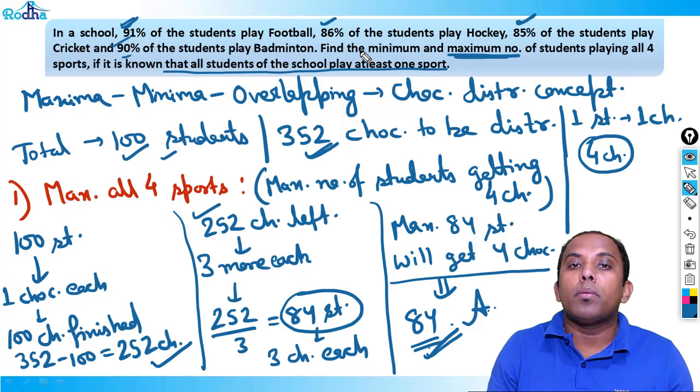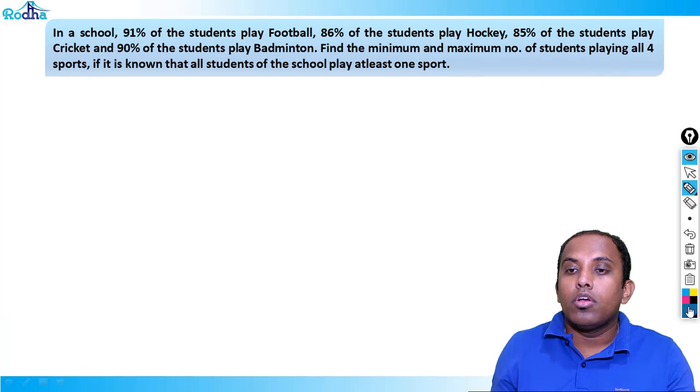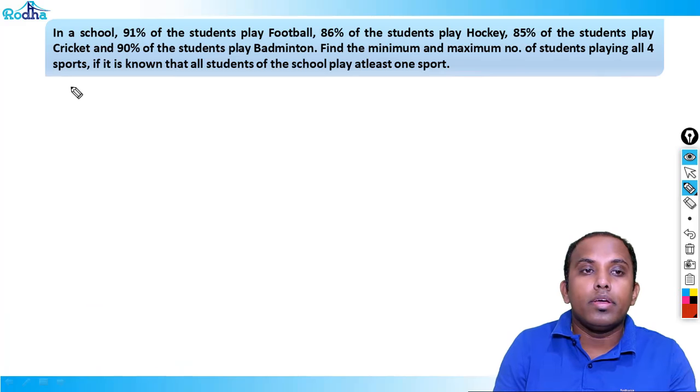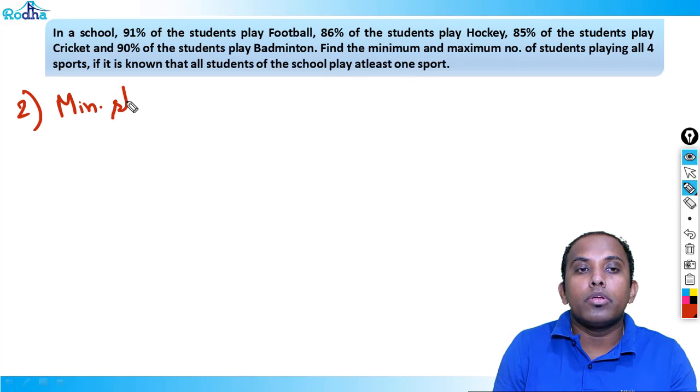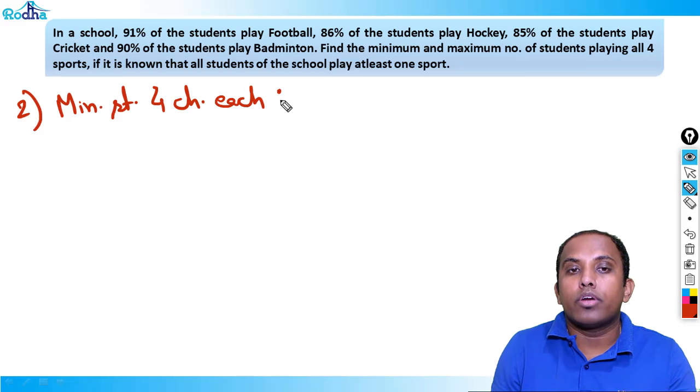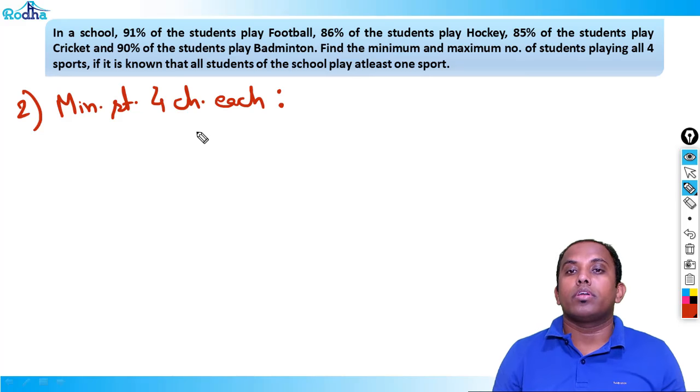Now let's calculate for the minimum part. Again, a good concept, right? Let's calculate for the minimum part. Okay. So again, if I want to solve for the minimum part, the second question, the minimum number of students should get 4 chocolates each. This is my question here.